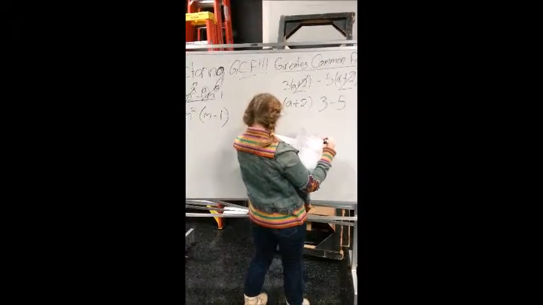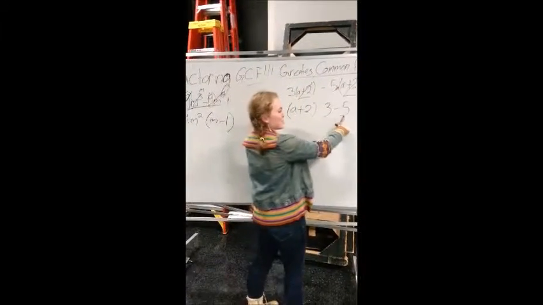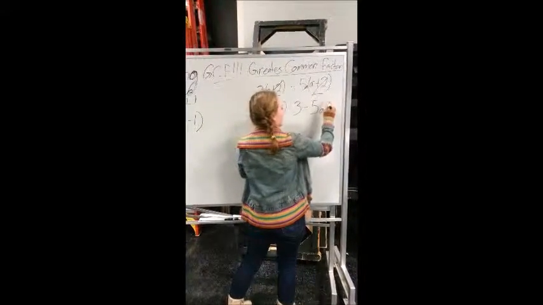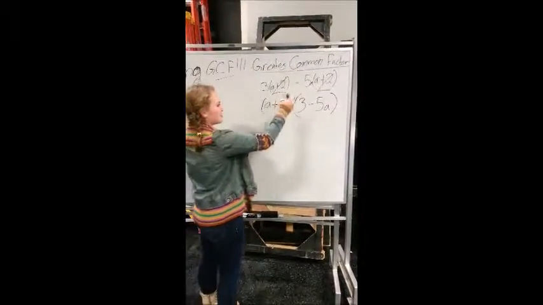It appears I've missed out on a letter. Oh, that's right. There goes an a here, because you can't just have 3 minus 5, that would create negative 2. So you'd have 3 minus 5a. Close that in brackets, and you have your GCF.